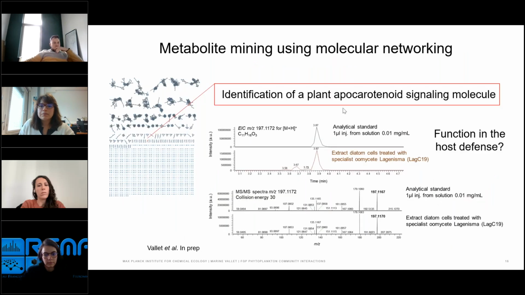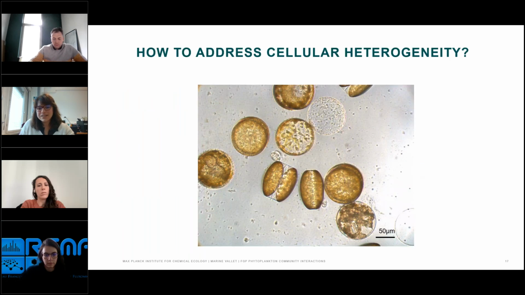Okay, and we are now, of course, mining this data set, notably using molecular networking to identify other compounds of interest. We are, for instance, targeting a signaling molecule that is known as a plant apocarotenoid. So now we are thinking that this compound is involved in the host defense. You have here identification based on MSMS, a comparison of the MSMS experiments with the standards. And of course, this basically is what we have so far. We are still looking at the functions, so this will be for the next talk.